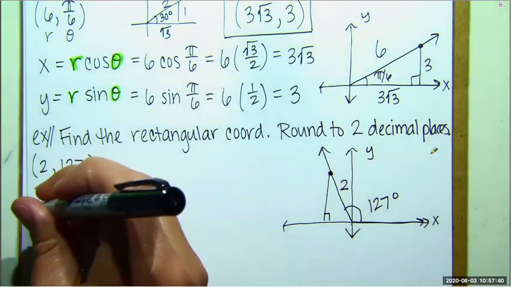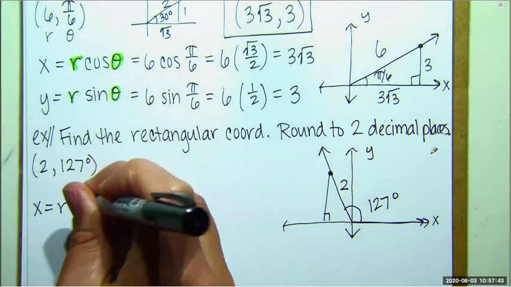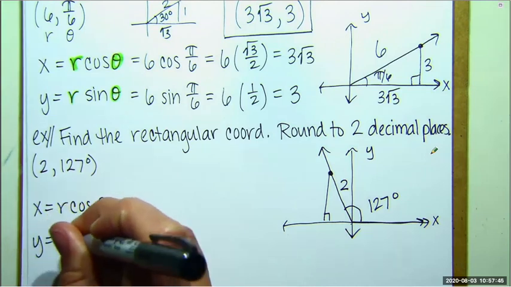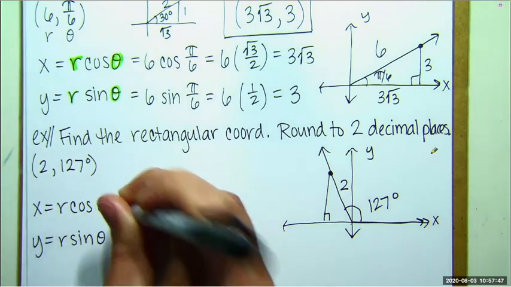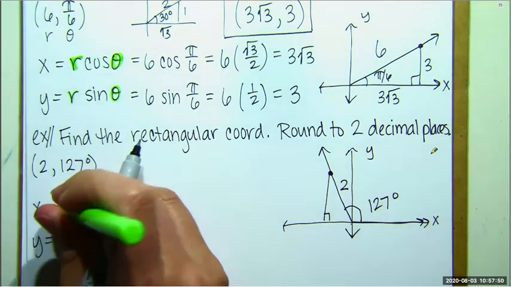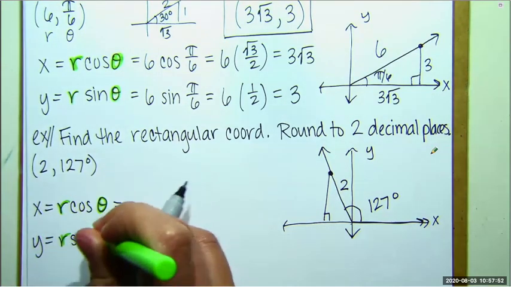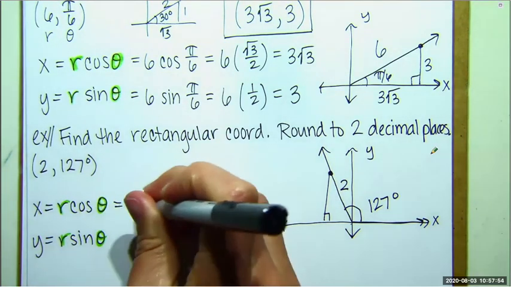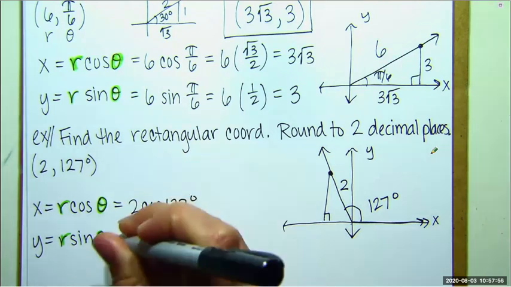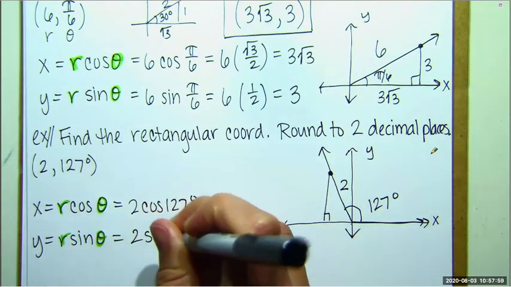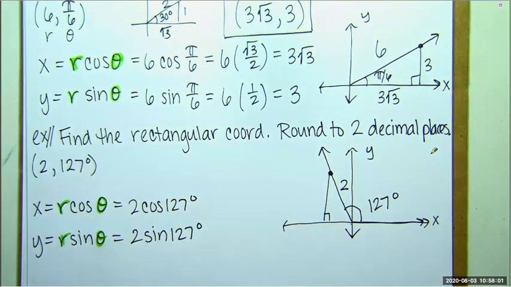So let's do this now. We got x is equal to r cosine of theta, and y is equal to r sine of theta. Okay, so now what we want to do is plug in r and theta. So we have 2 cosine of 127 degrees and 2 sine of 127 degrees. Okay, this one we cannot do by hand, right? 127 degrees is not something we know how to evaluate by hand, so we need to go to our calculator. Okay, note that this is in degrees and not radians. So for the last problem, if you moved your calculators to radians, you need to move it back to degrees.